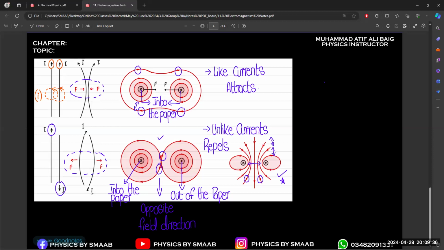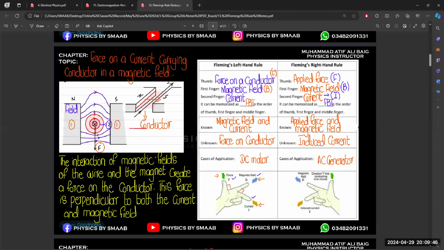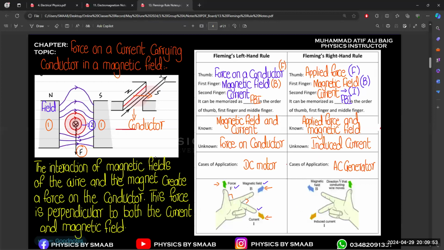And after this, we discuss Fleming's left hand rule. In Fleming's left hand rule, we know that the magnetic field and electric current are given. Force is unknown. So this is the important thing we have to keep in our mind. And the DC motor is the application of Fleming's left-hand rule. So today we will practice questions related to Fleming's left-hand rule and electromagnetism only.